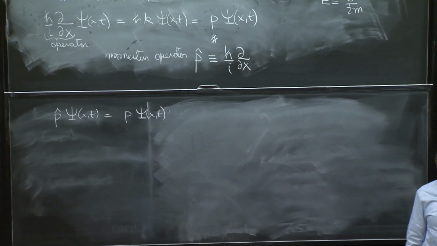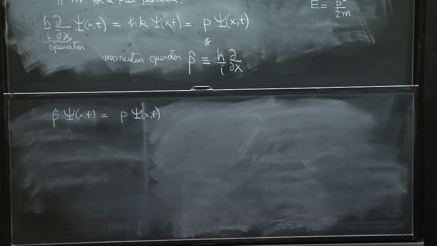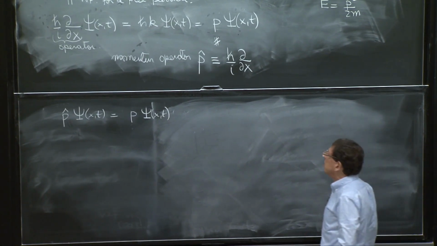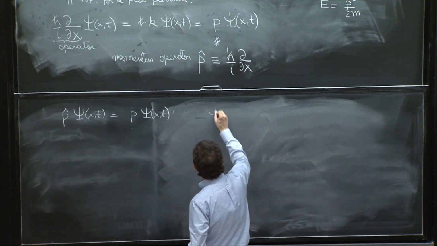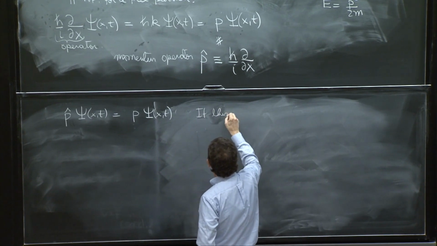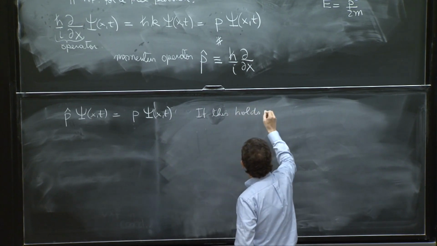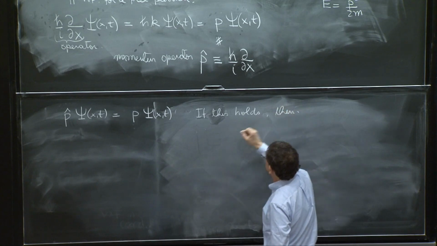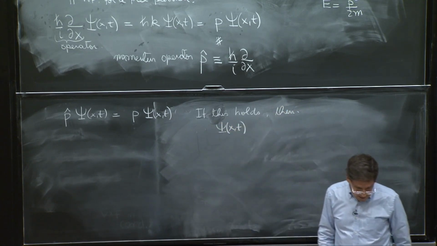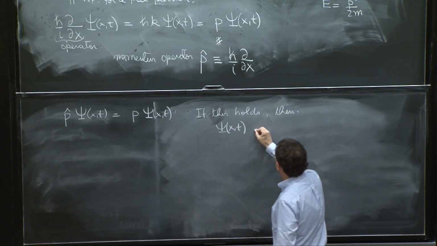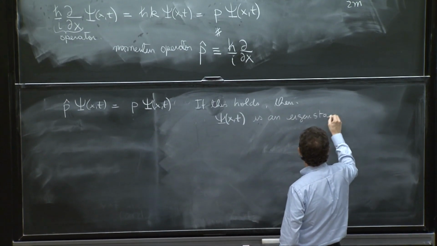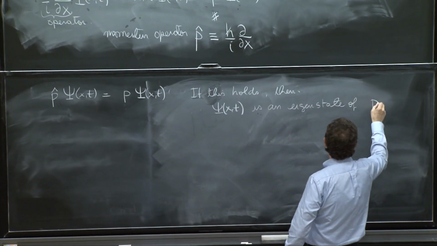So we say a few things. This is a language that we're going to be using all the time. We call this wave function, this psi, if this holds, then we say that psi of x and t is an eigenstate of the momentum operator.